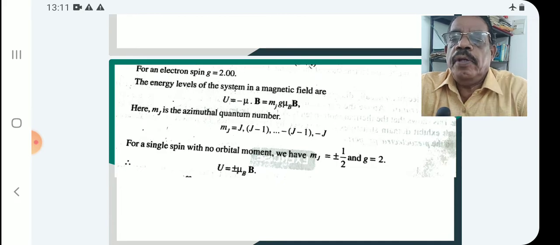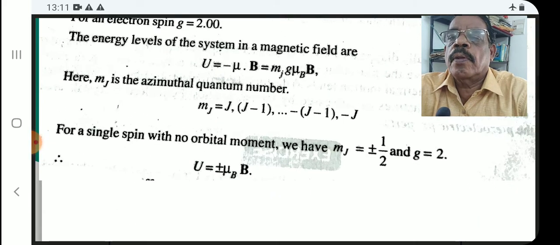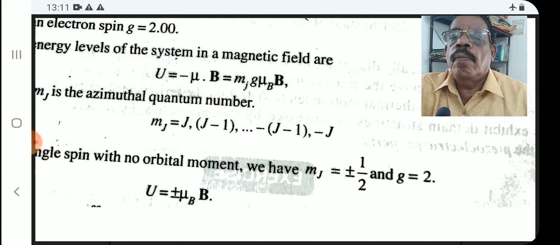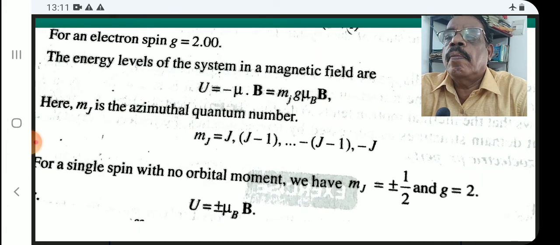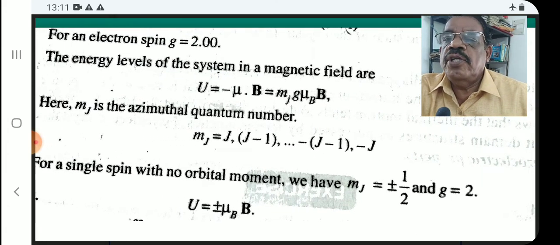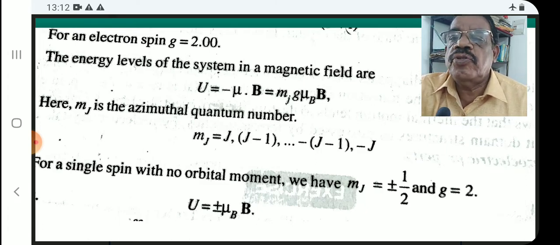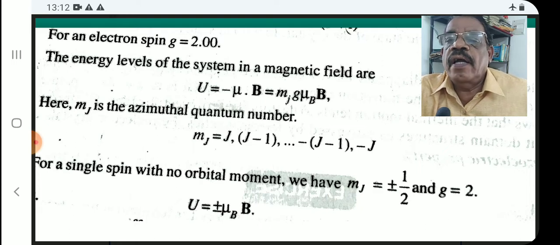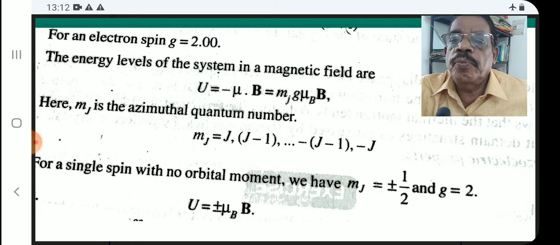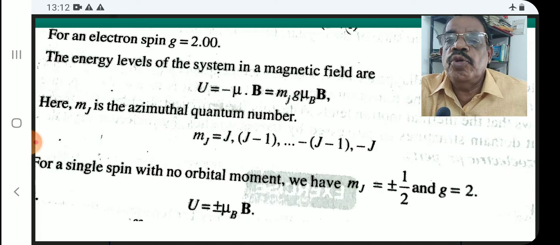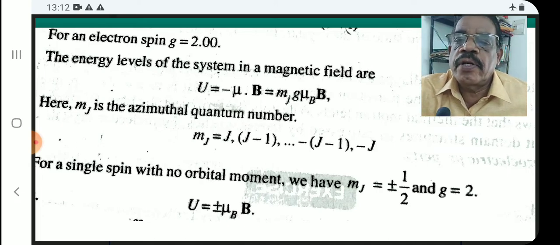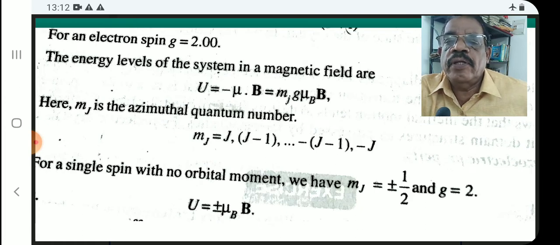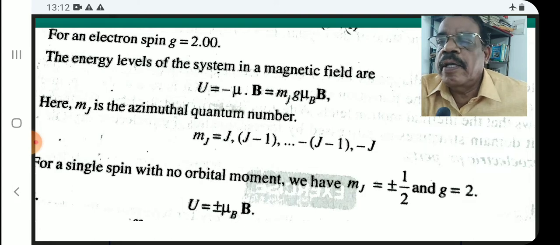For electron spin, the Lande g factor g is equal to 2.00. The energy levels of the system in a magnetic field are U is equal to minus mu dot B, which is equal to mj g mu B into B. mj is the magnetic total angular momentum quantum number, g is the Lande g factor, mu B is the Bohr magneton, and B is the field.